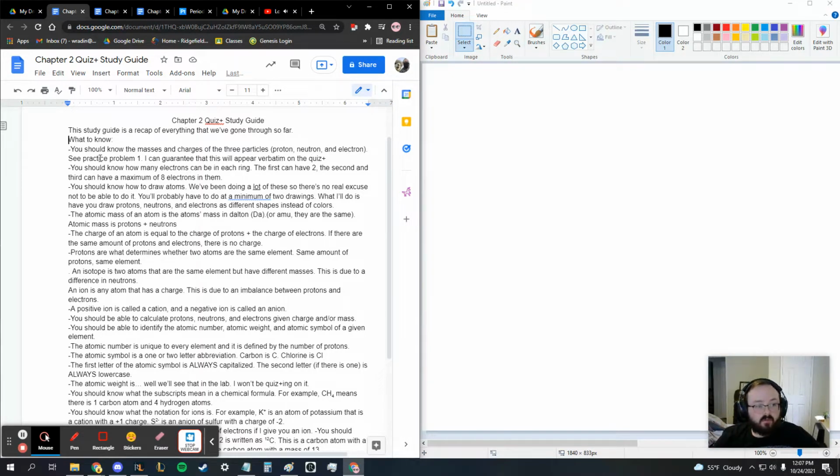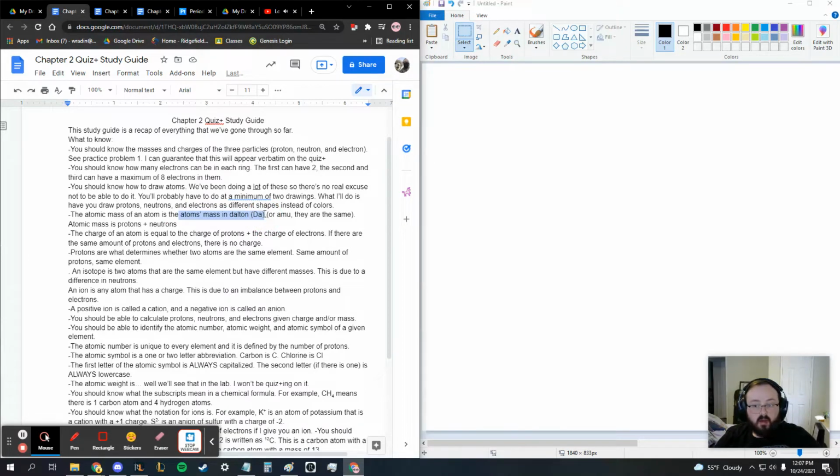From the three particles that make up the atom, the proton, neutron, electron, to how to draw the atoms, right? We spent 2.5 to 3 days on this. So this is something that you're going to have to be doing again on this quiz plus, okay? As I went through it, I made it more and more complicated. I added things like, oh, what happens when the mass is different, right?